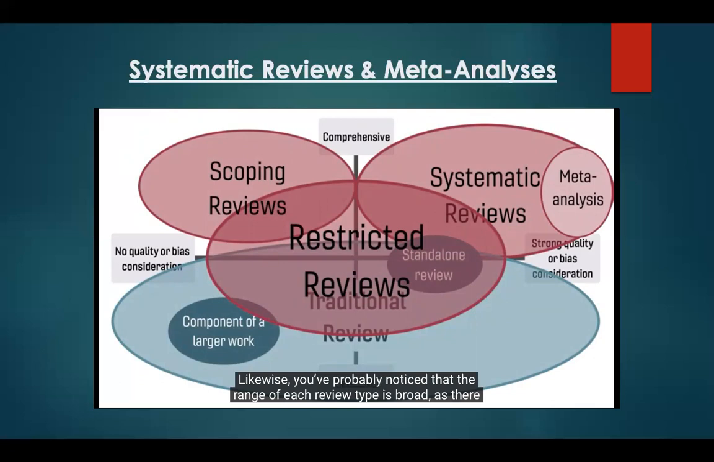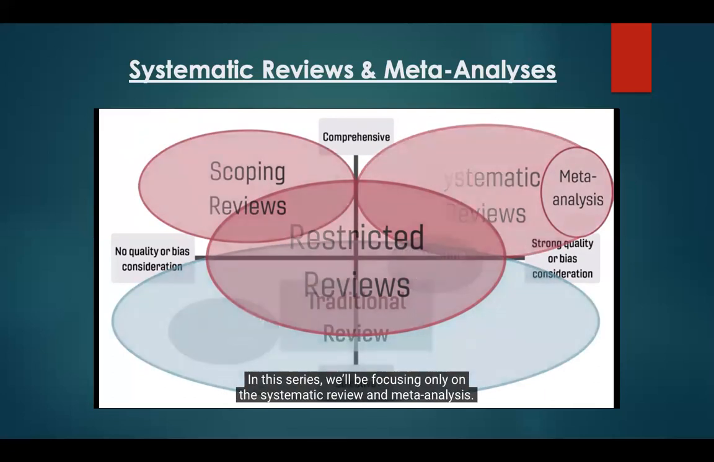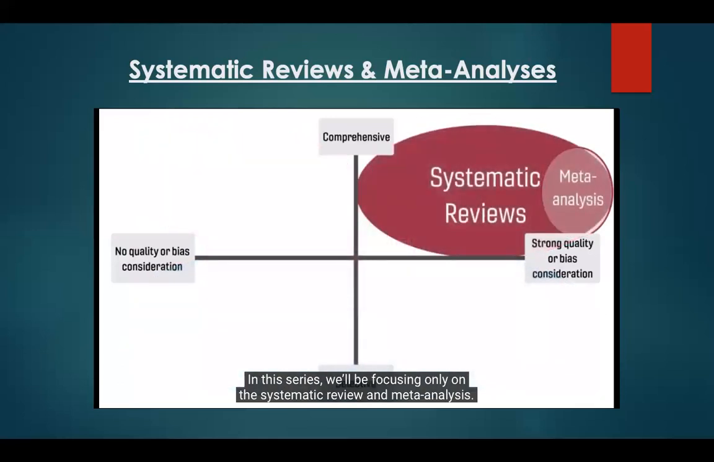Likewise, you've probably noticed that the range within each type is broad, as there is a lot of variation between and within each category. Choosing the right approach for your question, objectives, and capacity is important. In this series, we'll be focusing only on the systematic review and meta-analysis. However, the tools and approaches we cover are valuable for any review type.